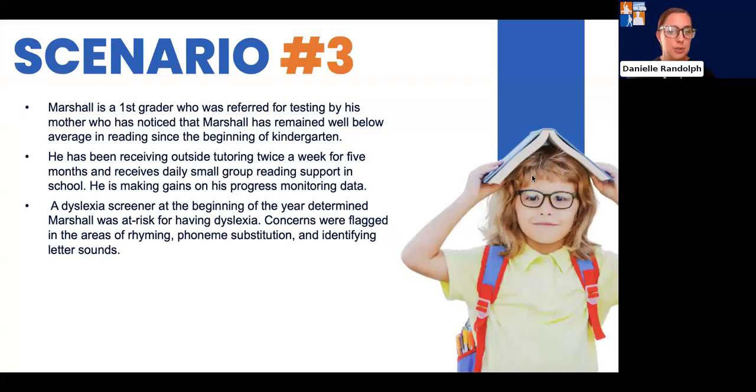Last one is Mr. Marshall. So he is a first grader. He was referred to testing by his mother because he was below average in reading since the beginning of kindergarten. He had been receiving outside tutoring twice a week for 5 months and received small group support in school. But he's making some gains, but still the concern is there. A dyslexia screener at the beginning of the year determined that he was at risk for having dyslexia, and the concerns that were flagged were in rhyming, phoneme substitution, and identifying letter sounds.